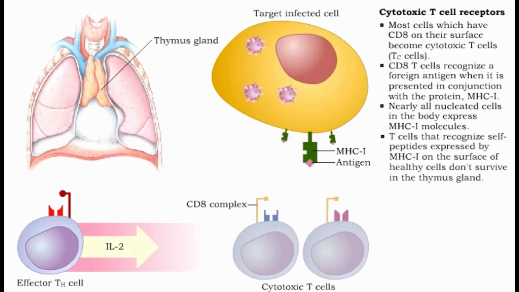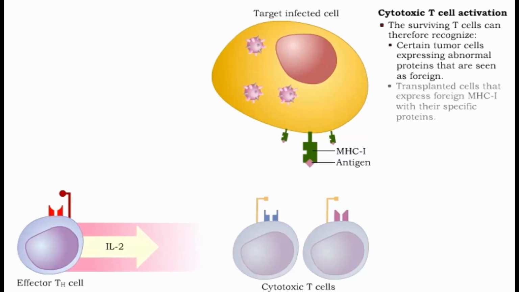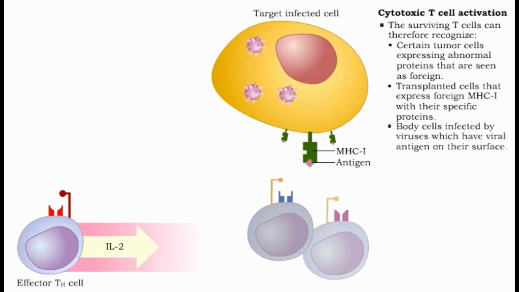T cells that recognize self-peptides expressed by class I major histocompatibility protein on the surface of healthy cells don't survive in the thymus gland. Surviving T cells recognize certain tumor cells that express abnormal proteins seen as foreign, cells of a tissue transplant that express foreign class I MHC, and body cells infected by viruses which have viral antigen on their surface.